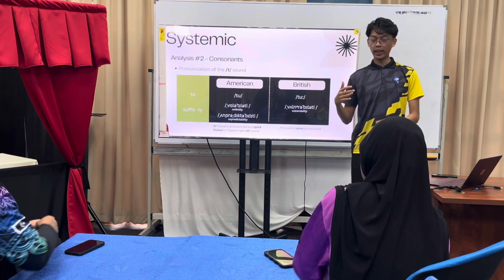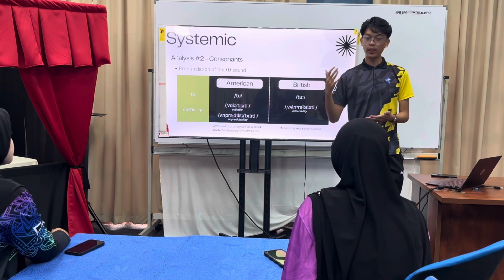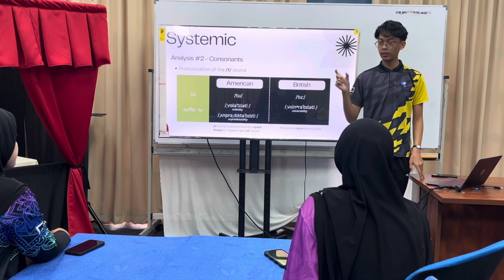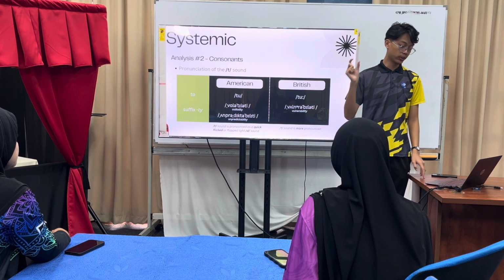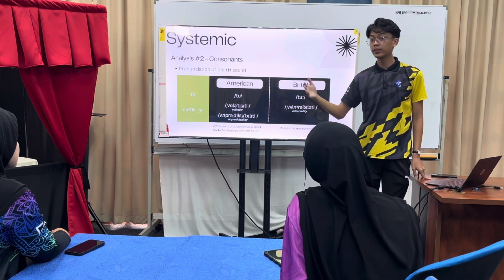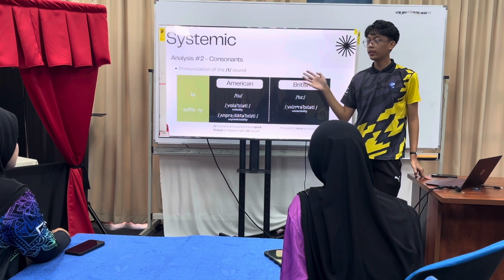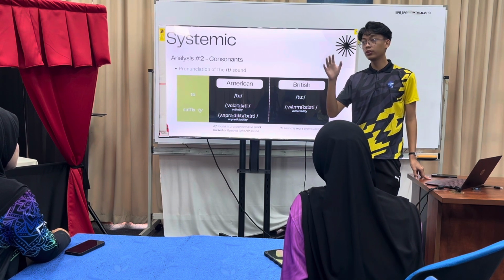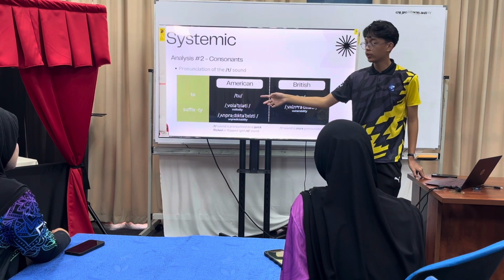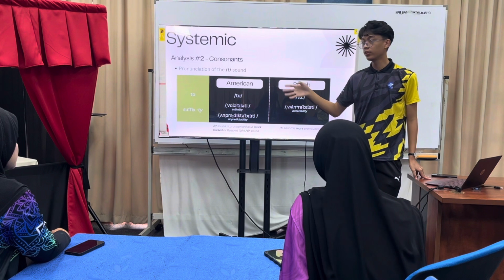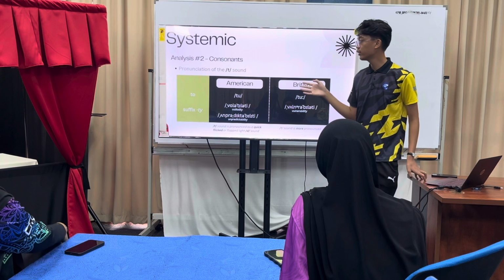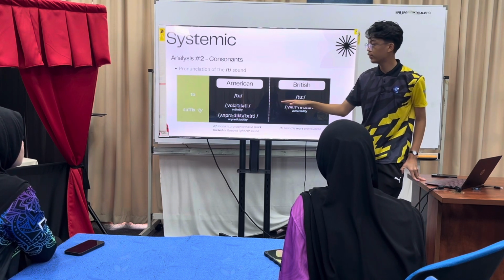Okay, let's take a look at the second analysis. Same under systemic, but focusing on consonants, the pronunciation of the T sound. Here are two examples: the word to and the suffix T. For American, they tend to change the phoneme T to D. For example, the word to, they will say "to have" like "da have". I'm going to show the example later so you can understand the difference. The second one is under the suffix T.